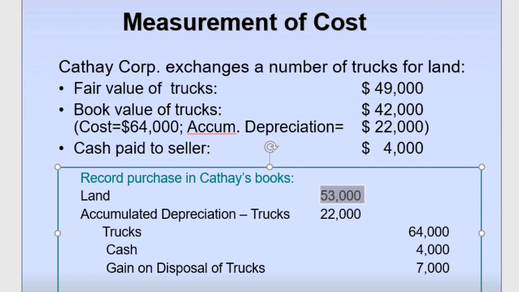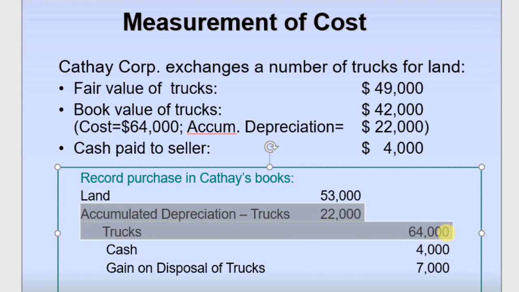Now, in a similar way to the previous example, when you dispose of these trucks, you need to close out accumulated depreciation. So there's our $22,000 debit. You need to close out, basically credit the historical cost of your trucks. That takes them off the books. So these two lines get rid of the asset that we're giving up, and they also get rid of the accumulated depreciation that went with it.